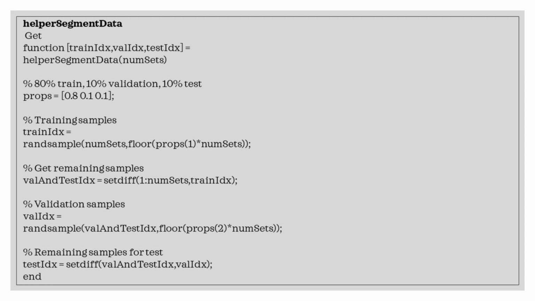In summary, the helperSegmentData function segments a dataset into training, validation, and testing sets based on the specified proportions. It randomly selects indices for each set and returns these indices as output. This segmentation is useful for training and evaluating machine learning models on separate sets of data.